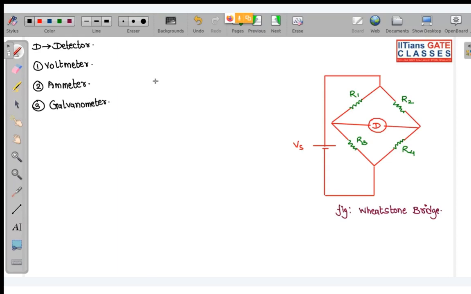So what does a voltmeter do? Can you tell me? A voltmeter measures, what does it measure? Now don't say it measures voltage, I also know it measures voltage. Yes, very good. What kind of voltage?